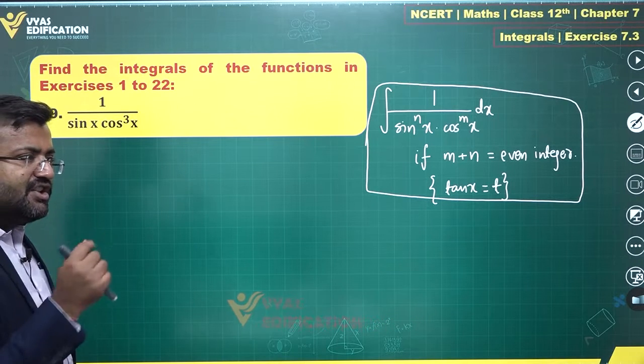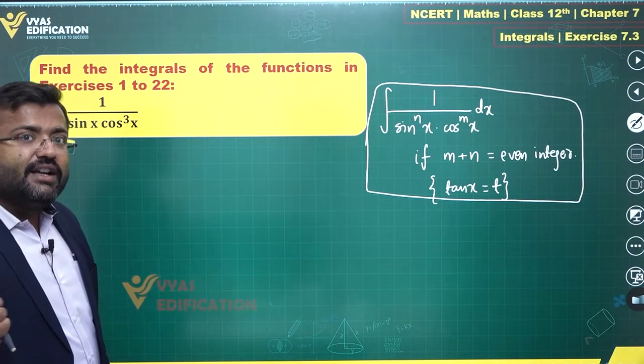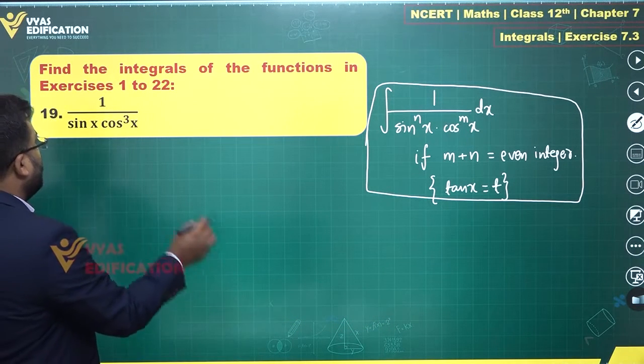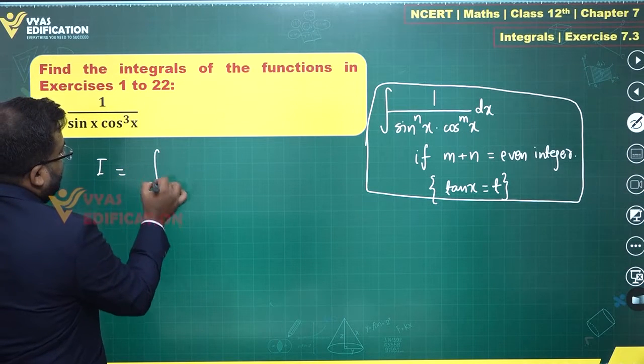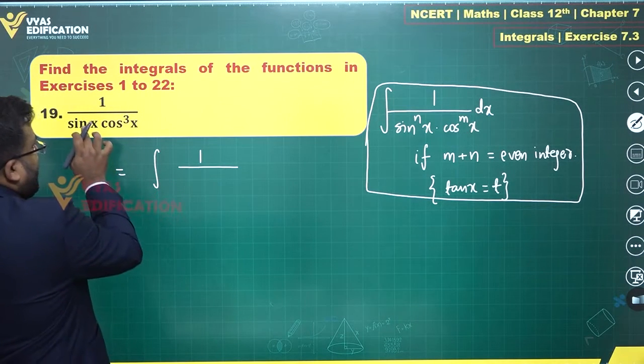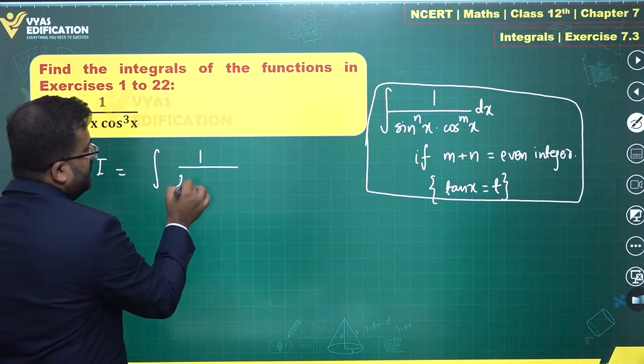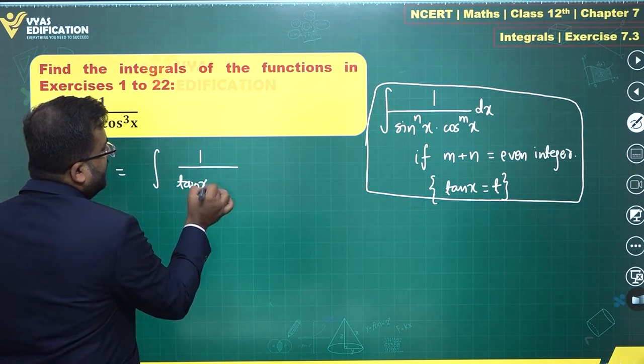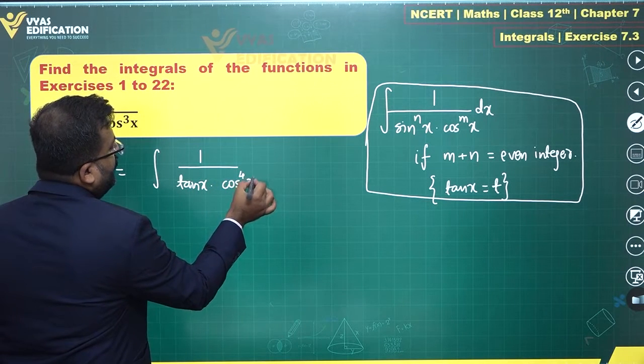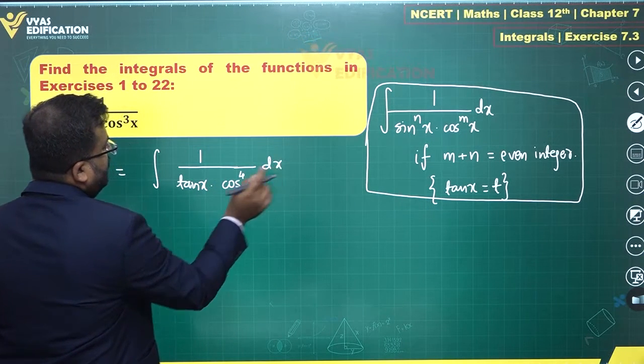First, let's try to convert in terms of tan x somehow. What you do is I equals the integral of 1 upon, I divide by cos x over here, I multiply by cos x over here, and this converts to tan x into cos power 4 x dx over here.